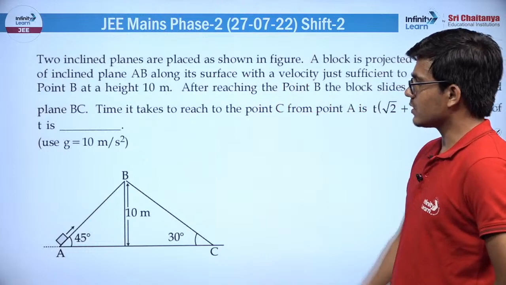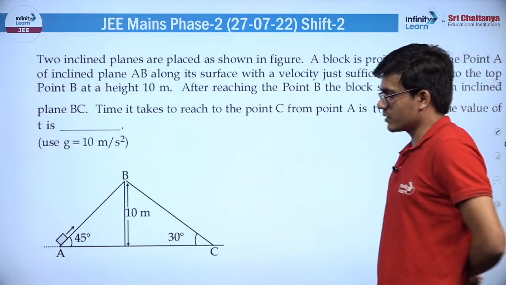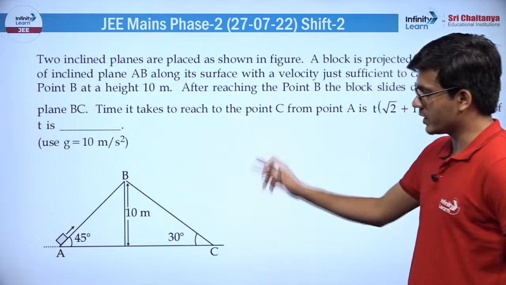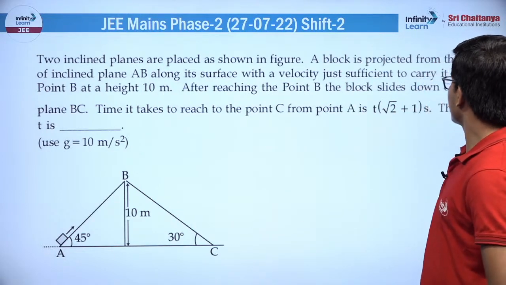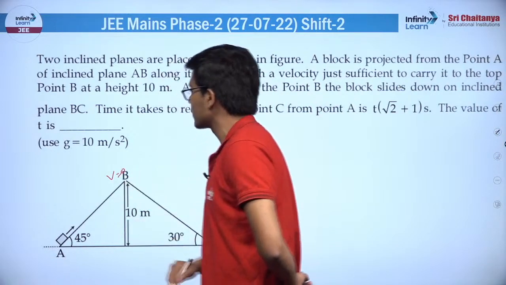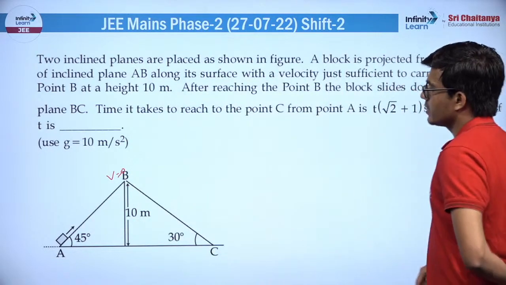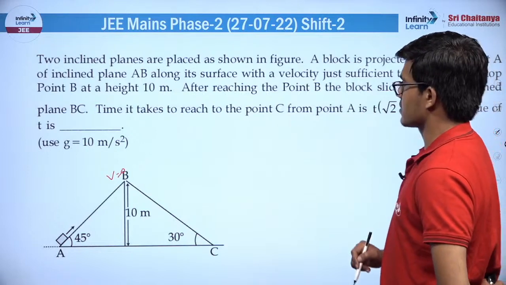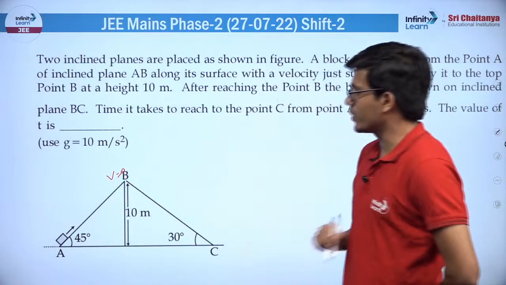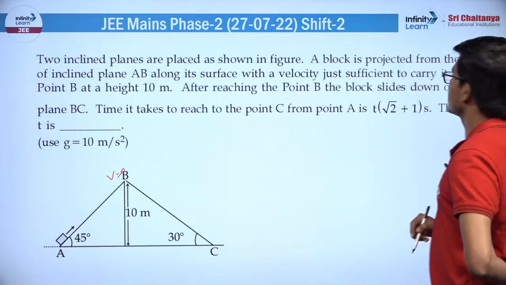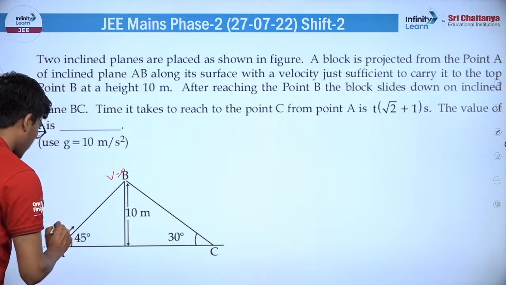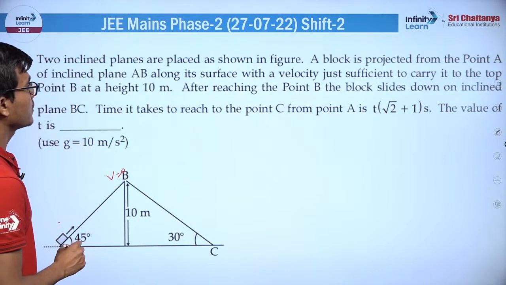The last question of the paper, a good question I would say. The question says that you have thrown this block from A to B with a velocity just sufficient to carry it, which means whenever it reaches B its velocity is 0. So you have to find the time taken to reach from here to here, and then from there to there. You have to find the total time. So let us just find this time first. Initial velocity is given.